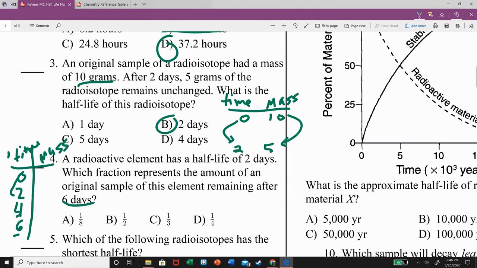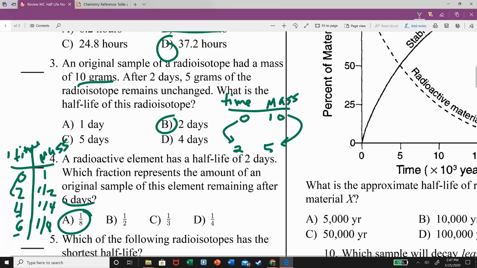I need to figure out what fraction. Well, if I'm ending with a fraction, I'm starting with a whole. So I'm starting with 1. So then divided by 2 is a half, right? So after 2 days, there's a half. Then after 4 days, a half divided by 2 is a fourth. And then I have a fourth divided by 2 is an eighth. So I have 1/8. Are there other ways to do these problems?